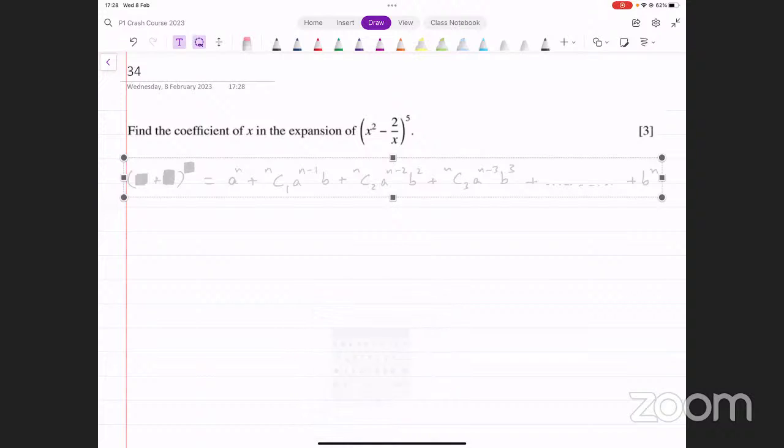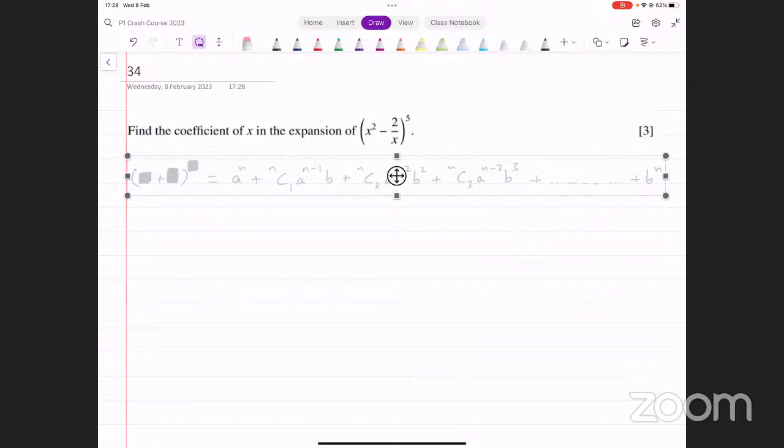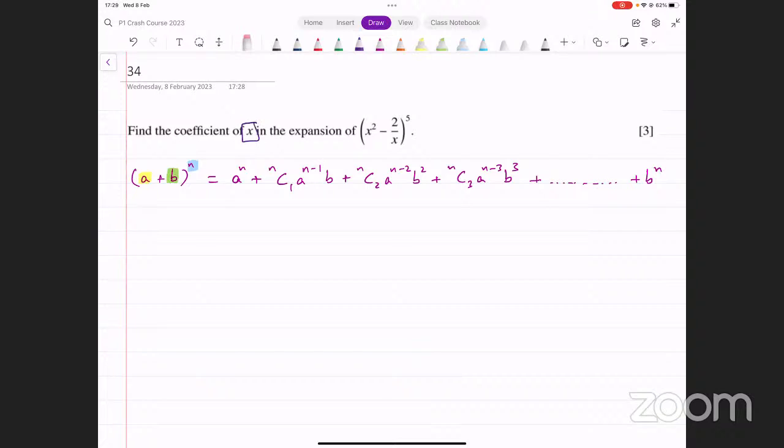Okay, so first of all, we've got this expression (x squared minus 2 over x) whole raised to the power of 5. We're looking for the coefficient of x in this expansion. How do we start? We could just start by expanding it like we normally do. (x squared minus 2 over x) whole raised to the power of 5. What do you have in place of a? In place of a, you've got x squared. In place of b, you've got minus 2 over x. Do not forget the negative sign. That's also a part of b. And the power is 5.